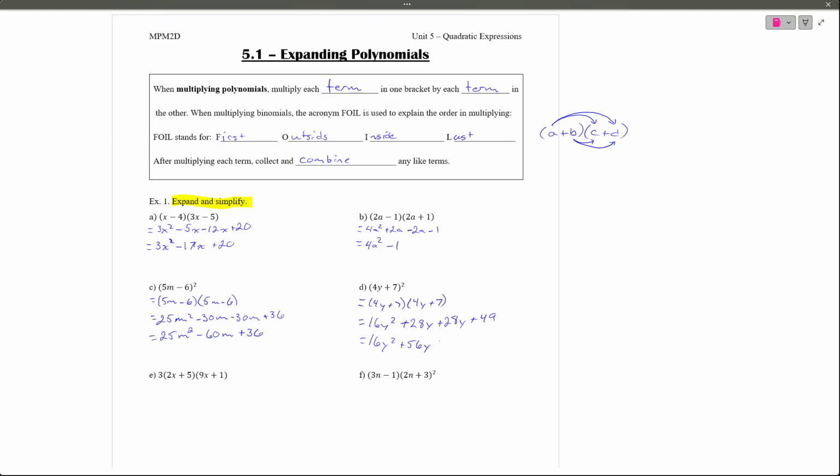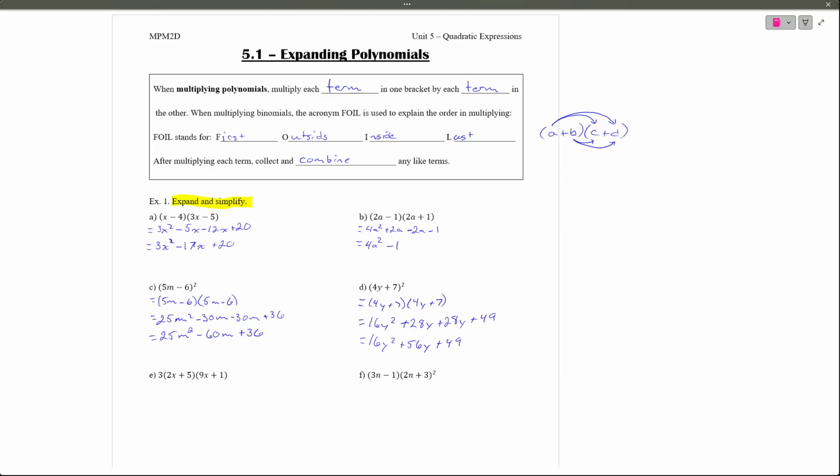Y, and then plus 49. We've simplified and we've expanded. Or I guess we expanded first, then we simplified. Okay. So this one down here, 3 times 2x plus 5 times 9x plus 1. So what do we do first? Should I put that 3 through there? I can. I absolutely can.